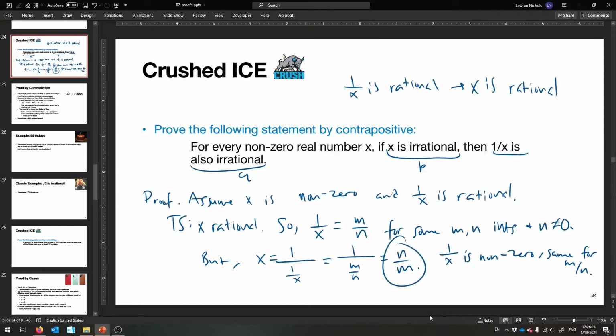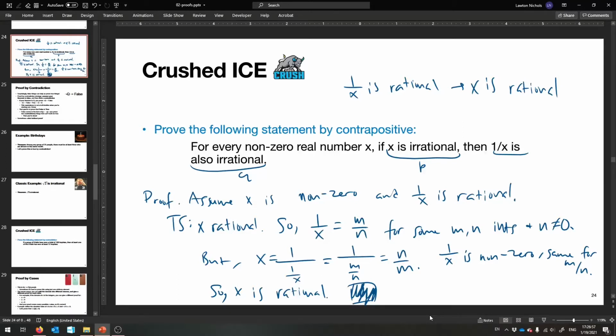And then suddenly we've found our two numbers equaling to x. Okay? So, let's see here. X is rational. Because we found these two numbers with the denominator not being 0, such that n over m is equal to x. X is the first number over the second number. Okay, so x is rational, which was what we were setting out to prove. And so bam, the statement's true.